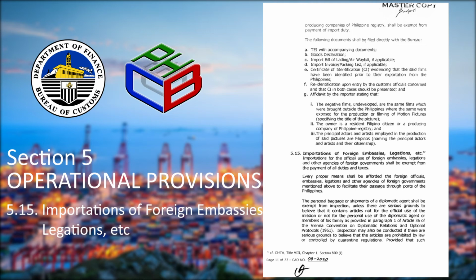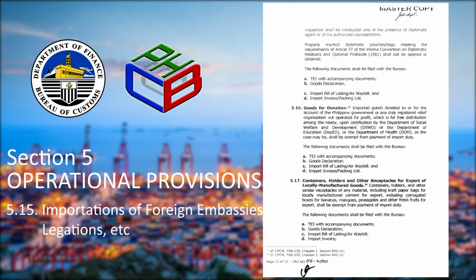Inspection may also be conducted if there are serious grounds to believe that the articles are prohibited by law or controlled by quarantine regulations, provided that such inspection shall be conducted only in the presence of the diplomatic agent or of his authorized representative. Properly marked diplomatic pouches or bags meeting the requirements of Article 27 of the Vienna Convention on Diplomatic Relations and Optional Protocols, 1961, shall not be opened or detained.